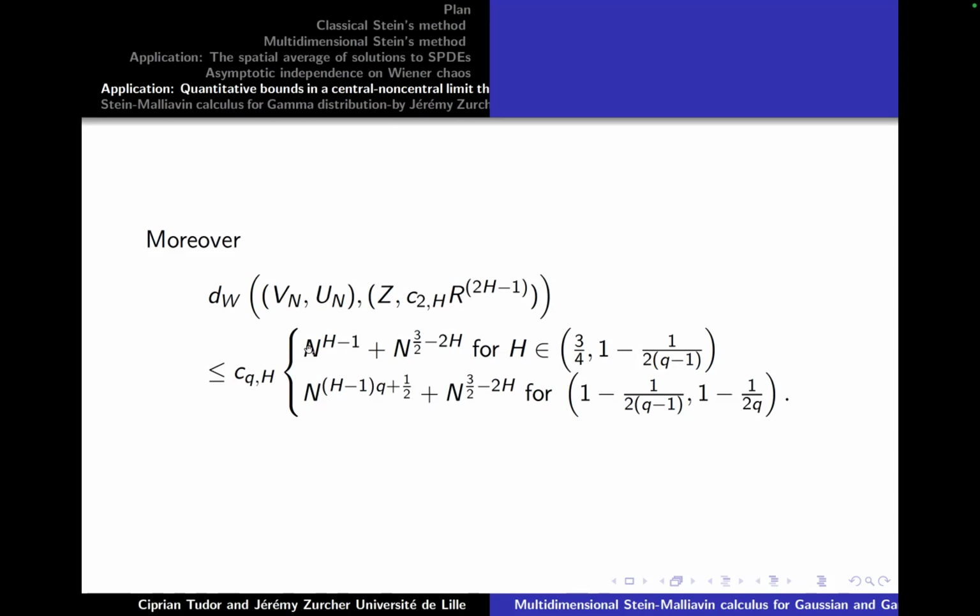You can quantify it by doing some computation, calculating Malliavin derivatives and so on, and arrive at the end at some concrete estimates. I don't know if it's optimal, maybe, but we can do something with this method. Now we try to do other applications to statistics, for estimators which are Gaussian and non-Gaussian. But this was the idea of the multidimensional Stein-Malliavin calculus. So I think it's time to leave my colleague Jérémy Zurcher to continue with the gamma distribution.